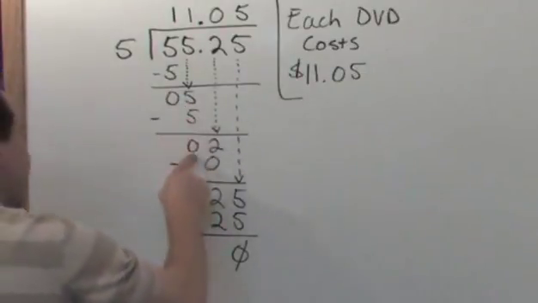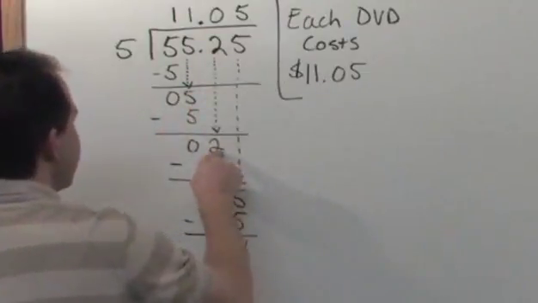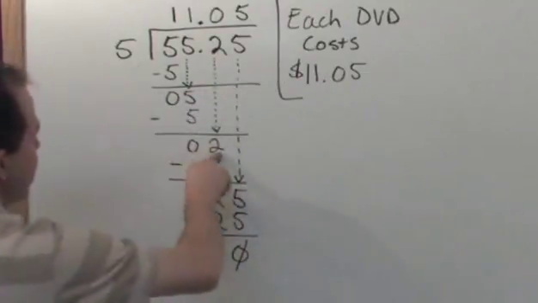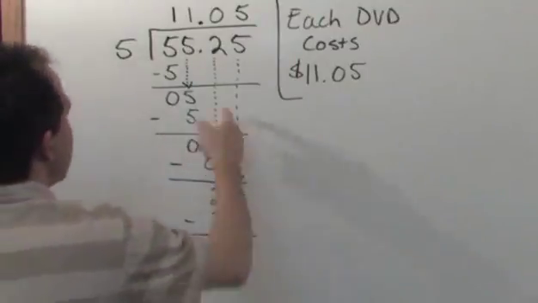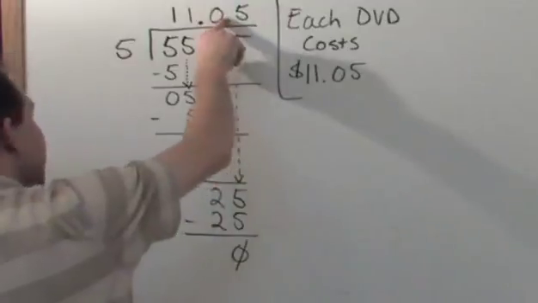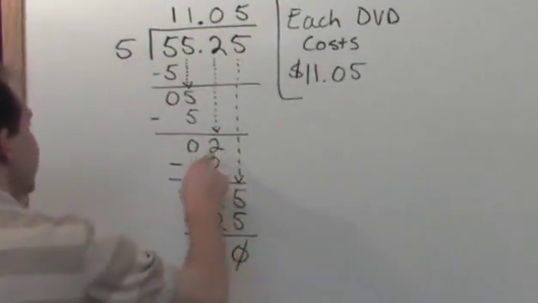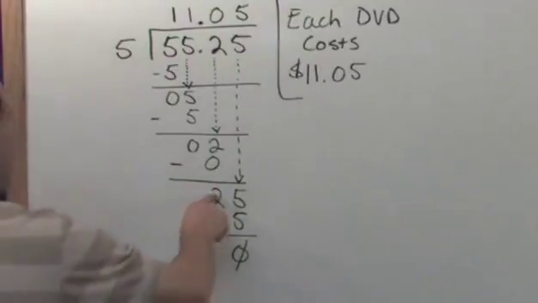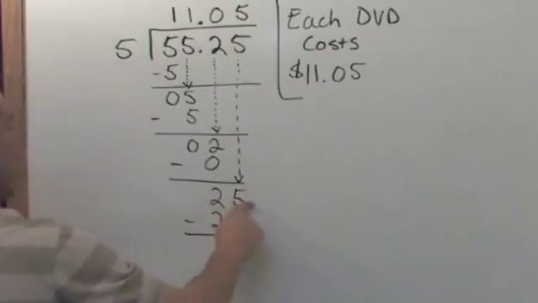So each time we subtract, we write down what the answer was. In this case it was 0, and then we drop down the next number. Then we try to divide into that number. 5 goes into 2 0 times because 2 is smaller than 5. So we put a 0, and then again we multiply. 0 times 5 gives us 0, and we subtract. Well, 2 minus 0 gave us 2. And then once we did the subtraction, we dropped down the final number to make 25.